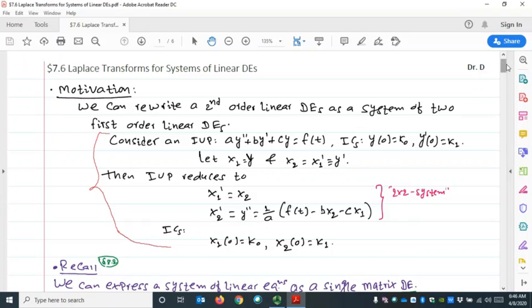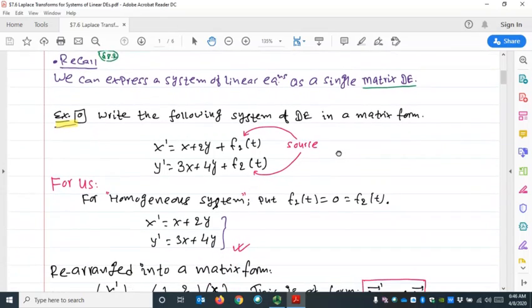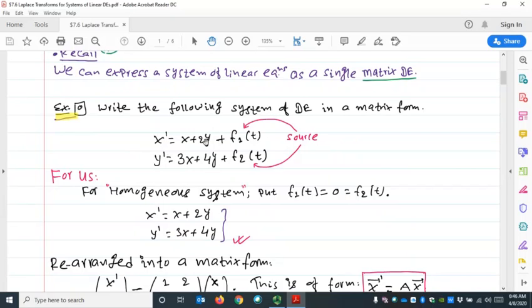Okay, so now let me recall from section 8.2, we can express a system of linear equations in a single matrix form. For example, example 0, let me scroll down. Write the following system of differential equations in a matrix form. So it's a differential equation, another differential equation, but for us, we stick to the homogeneous system. So put f1(t) and f2(t) both 0.